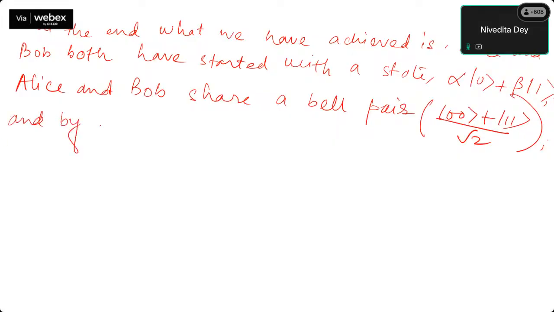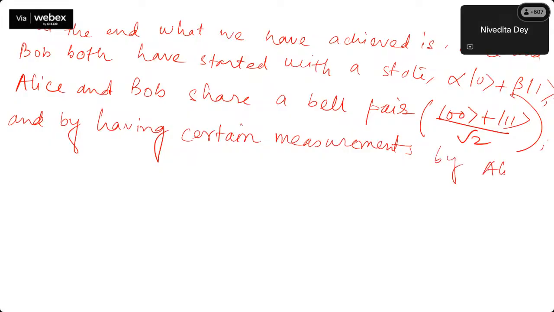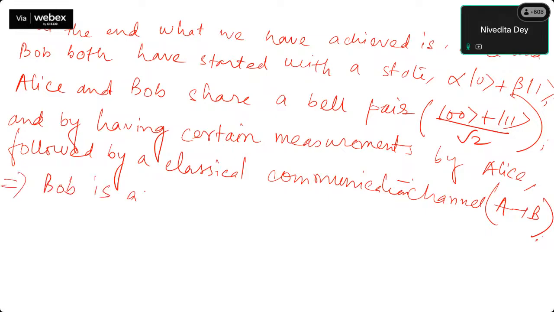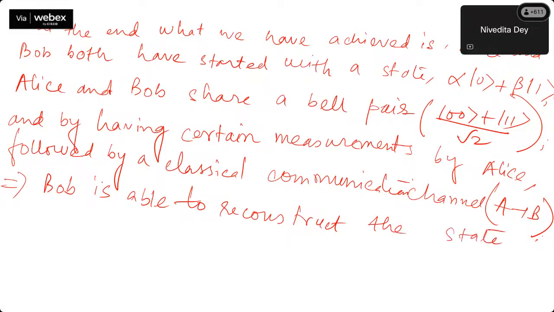and by having a certain number of measurements by Alice, followed by a classical communication channel which was established between Alice and Bob, all these things imply that Bob is able to get the state, or reconstruct the state, out of teleportation.